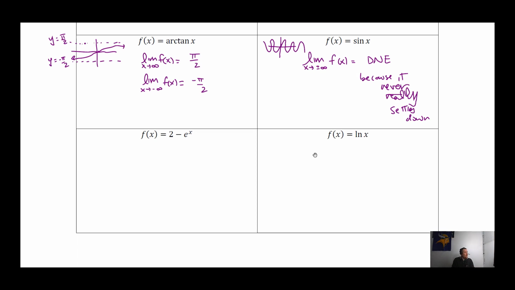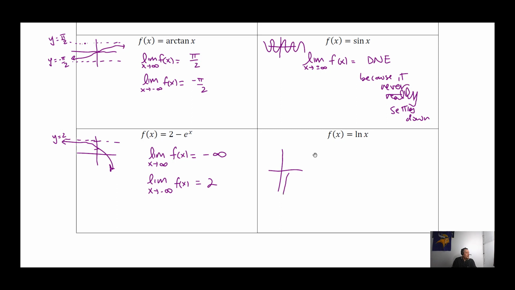Last couple, let's try 2 minus e to the x. So this is going to be an exponential function flipped over the x-axis, shifted up 2 units. So there's our horizontal asymptote at y equals 2. And it's exponential, but it's flipped over the x-axis, so it would be decreasing. And so with the picture drawn, we can easily see that the limit as x is going towards infinity of this function is going to be flying down towards negative infinity. And the limit as x approaches negative infinity of this function is going to balance towards the number 2.